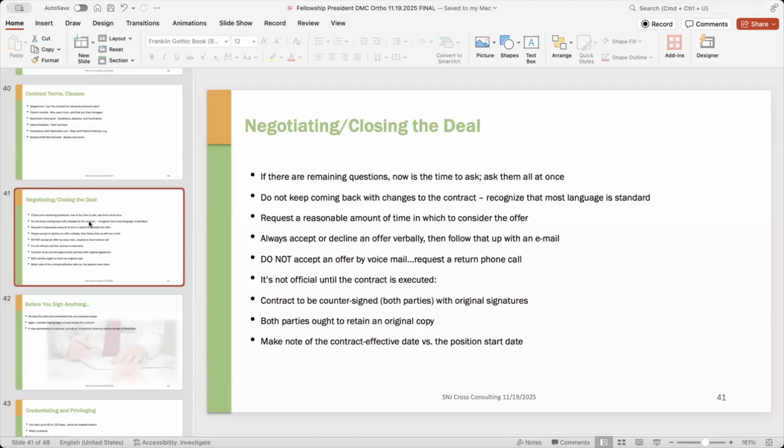And if you can, as I mentioned before, please avoid going back with changes to the contract. If they use shall versus may, even though the words can mean different things, they're still somewhat in the same vein. So in most cases, you won't really win that fight. So stick to changes that are going to be most important for you during the time of that contract. Ask them to give you a reasonable amount of time for considering an offer.